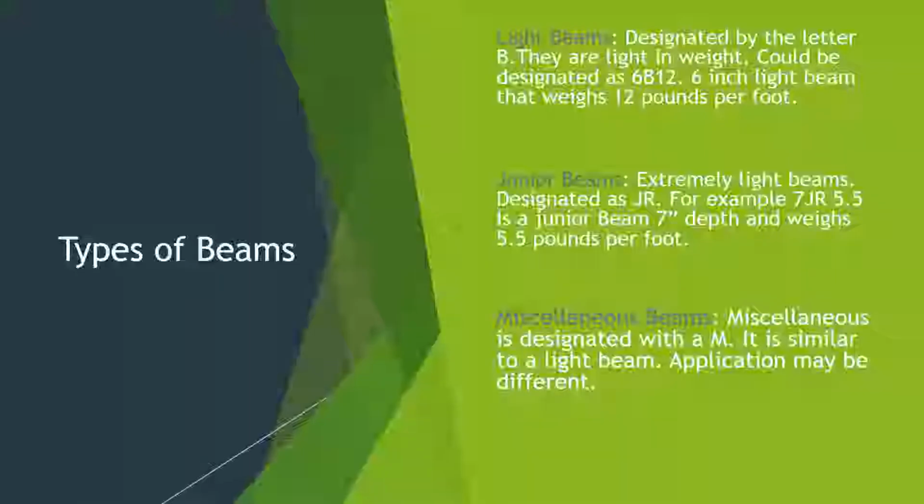So here we've got some of those intermediate beams we just mentioned when we were talking about the wide flange and the I-beam. We've got light beams, junior beams, miscellaneous beams. These are usually your filler beams. So a lot of the interior of the building will be filled in with these smaller, lighter beams. And you'll see that as you look at the print. You'll see the requirements that are on the print there.